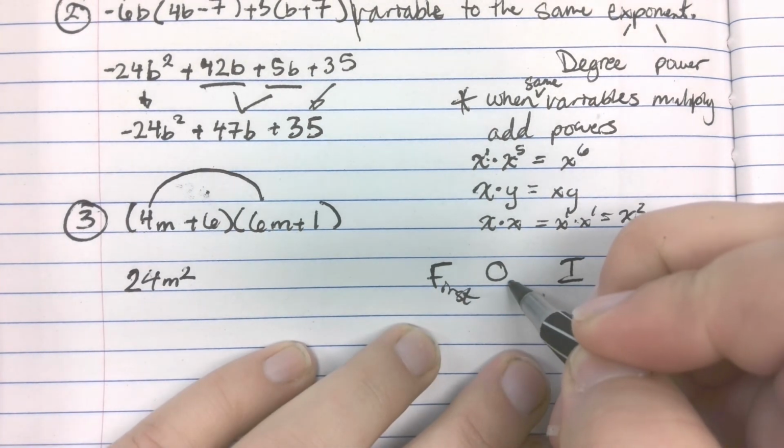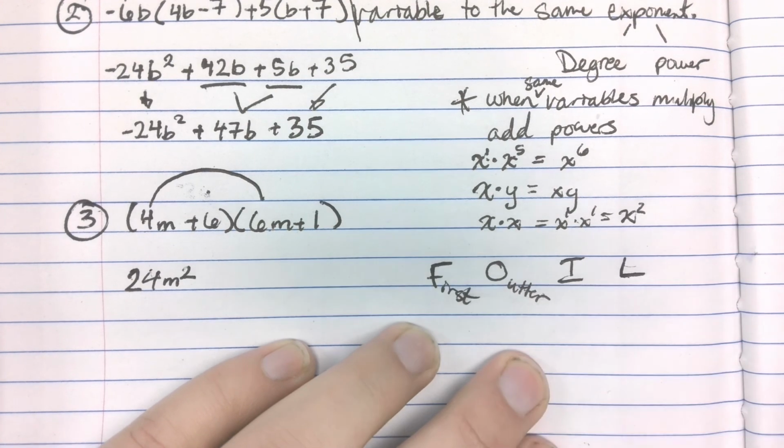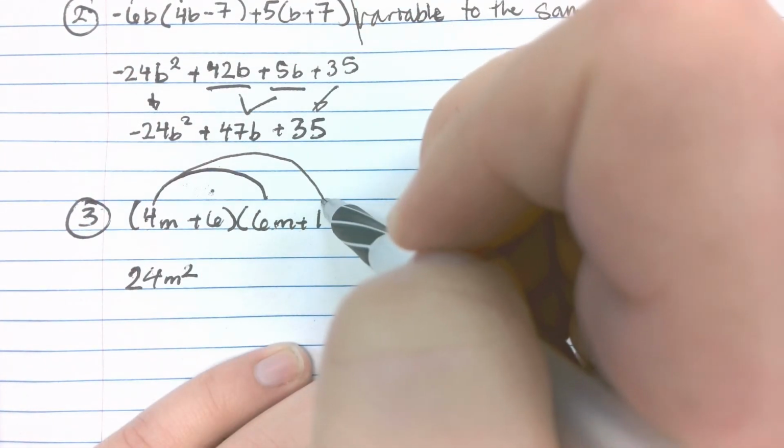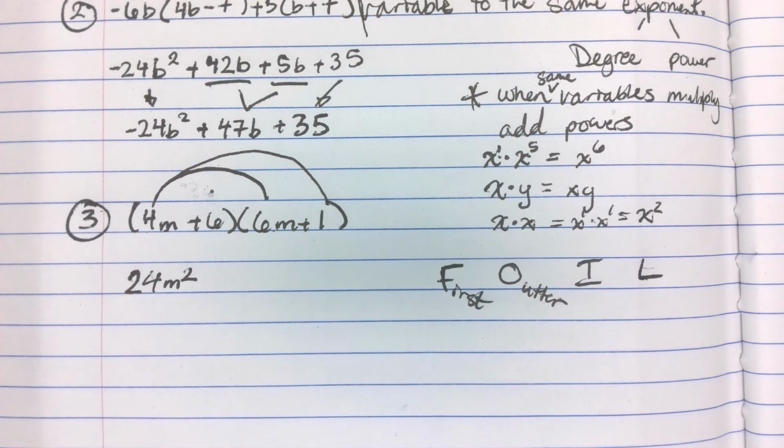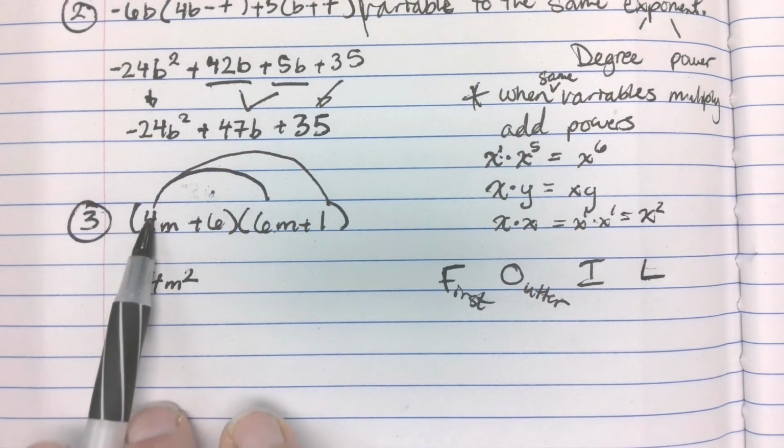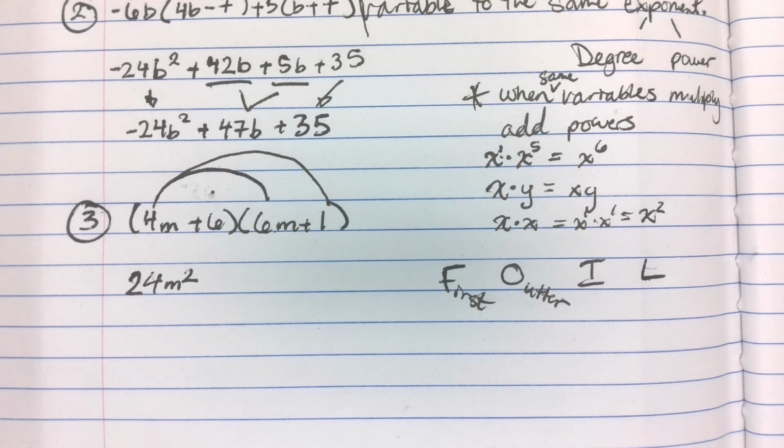This is going to be outer, so the outside ones. So the 4m is on the outside and the 1 is on the outside. See how they're the furthest apart? What is 4m times 1? 4m.